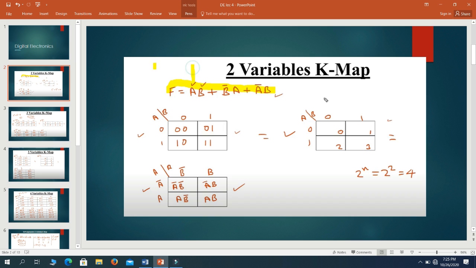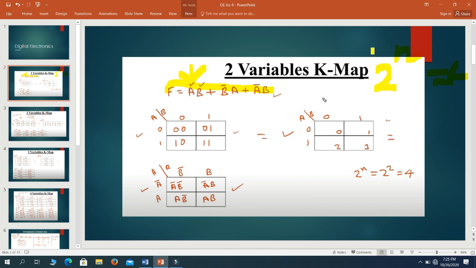As you can see, how many variables do we have here? There are two variables, right? Those are A and B. So we should ideally pick a two variable Carnot map. For building a Carnot map or K-map table, the first thing we need to remember is the formula 2 to the power n. Here n is the number of variables. In this case, we have two variables, so 2 to the power n gives us a value of 4.